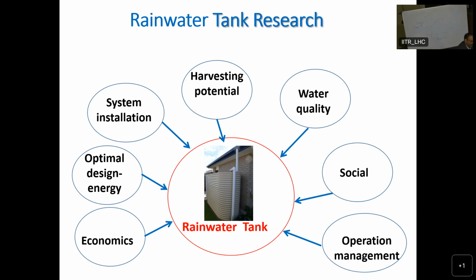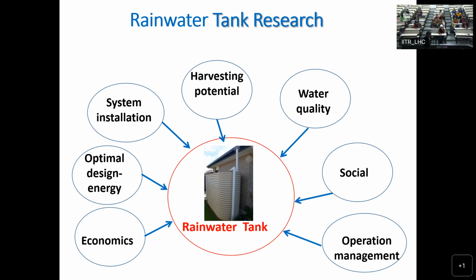How much water is there, and how much is the demand? And how much water is available? So that means as we increase the size of the rainwater tank, there will be more water available. But still there will be shortage of water, because it may not be able to meet the 100% demand.